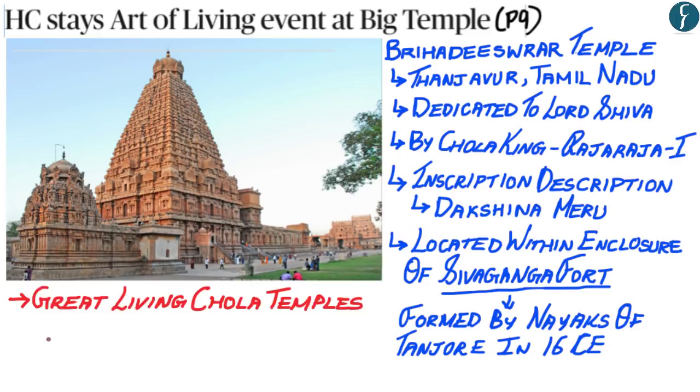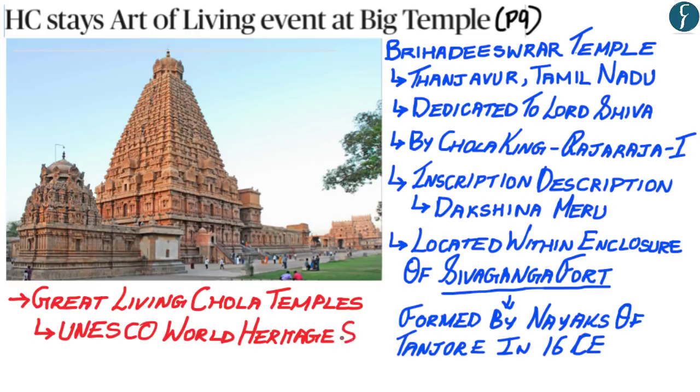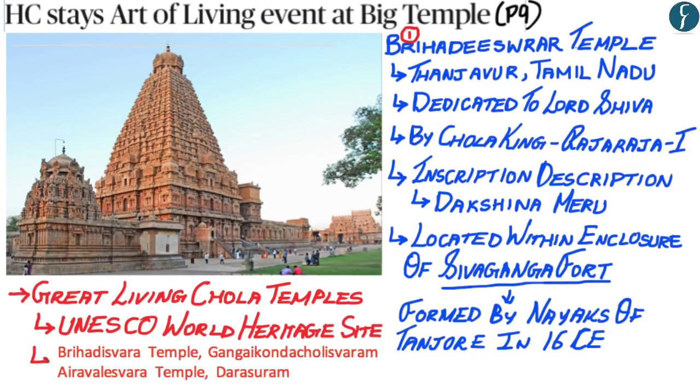Now there are three temples which are considered part of the Great Living Chola temples which have been given the UNESCO World Heritage Site status, wherein among the three temples, Brihadeeswarar Temple is the first one. The other is the Brihadeeswarar Temple, which is located in Gangai Konda Cholapuram, and the third Great Living Chola Temple, which is also a UNESCO World Heritage Site, is the Airavatesvara Temple, which is located in Darasuram. Now I do apologize for any mistake that may have occurred in the pronunciation of these words.